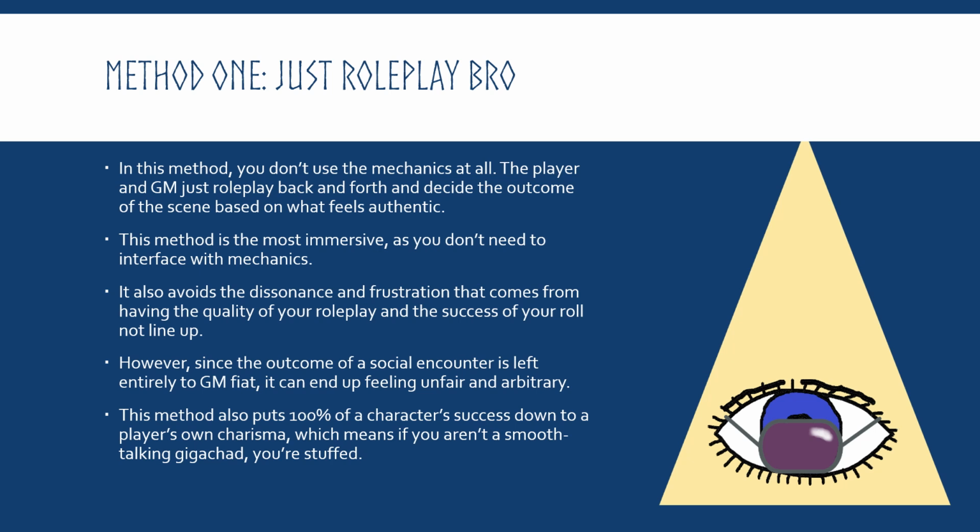So, let's talk about the various methods that you can use to handle roleplay, persuasion, social interaction, call it what you want, in your tabletop RPG of choice. The first option is to not use rules at all. Some groups will do things entirely through roleplay. The player describes what their character says, and the GM describes how the NPC responds.